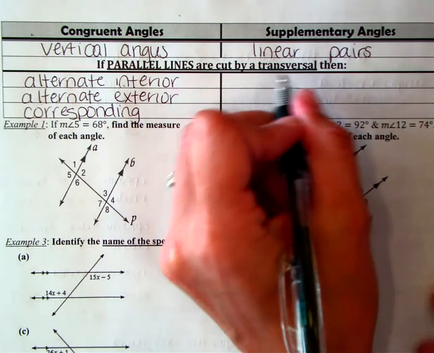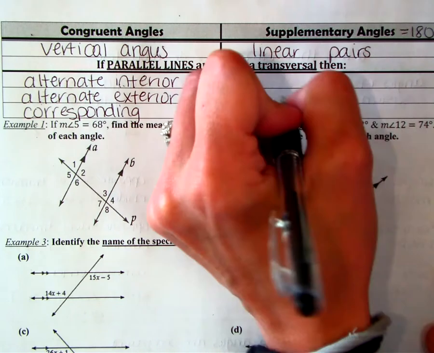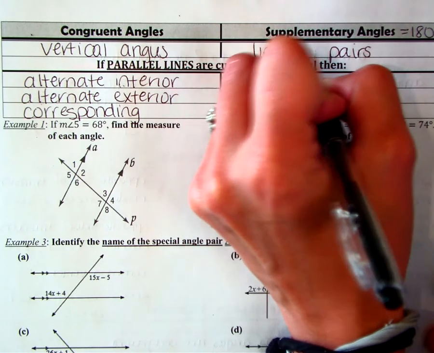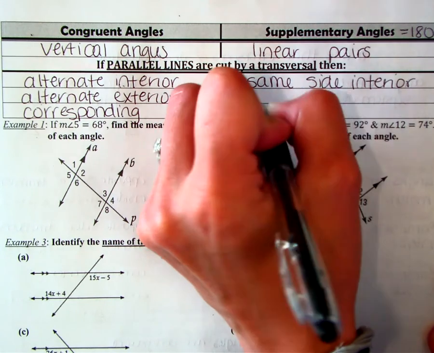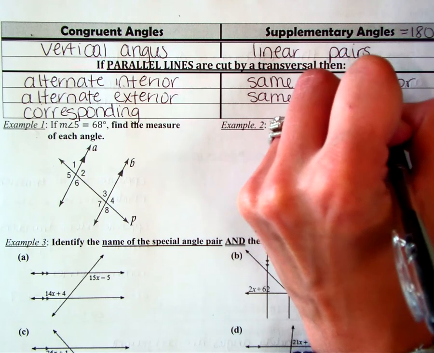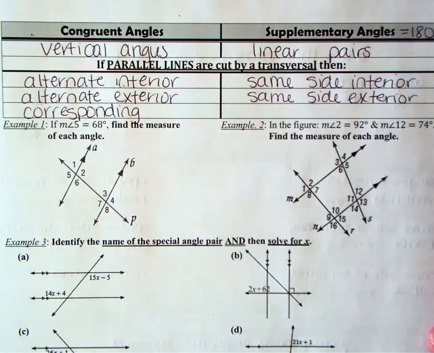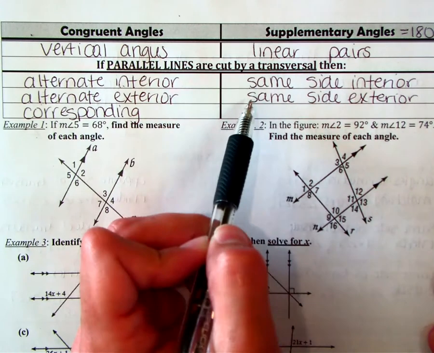And then our supplementary angles, or if they equal 180, we've got those linear pairs. We also have same side interior and same side exterior. To help you remember, your same side go with supplementary. Everything else is congruent.